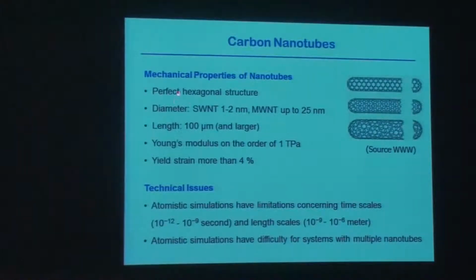Okay, so they have perfect hexagonal structure. You can also think of them as graphene sheets, but rolled such that you get seamless cylinders. And the orientation in here gives different names: zigzag, armchair nanotubes.